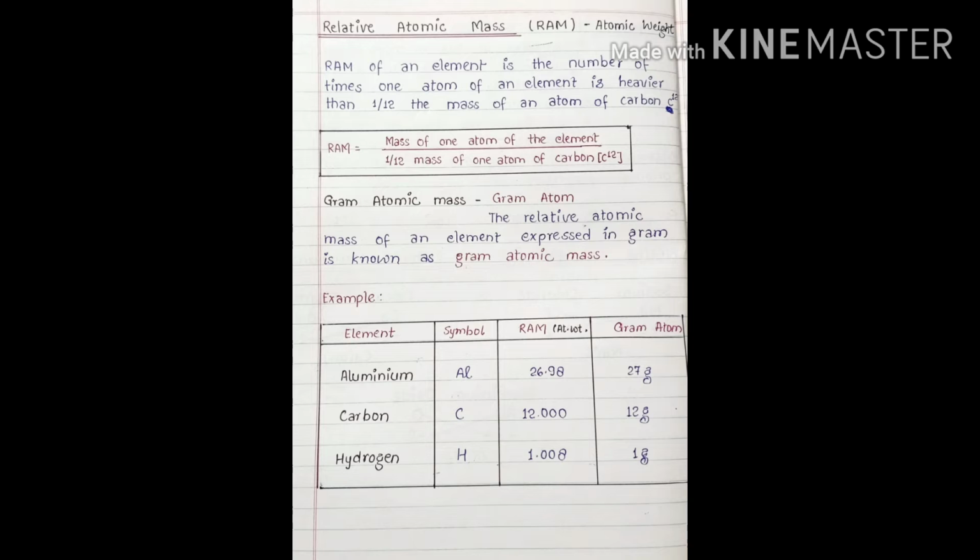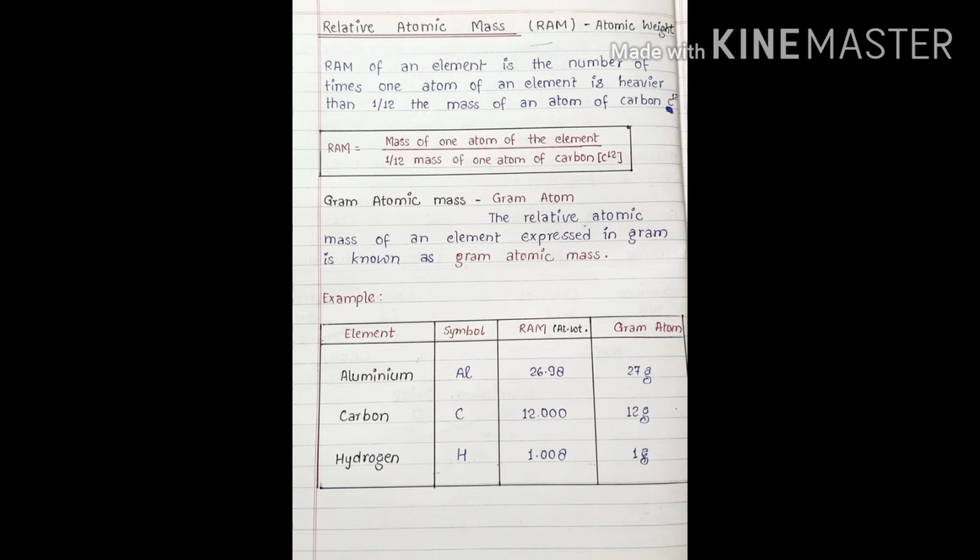Relative atomic mass of an element is the number of times one atom of an element is heavier than 1/12th part of the mass of C12. When the relative atomic mass of any element is expressed in gram, it is known as the gram atomic mass of an element. For example, the relative atomic mass of aluminium is 26.98, but the gram atom of aluminium is 27.